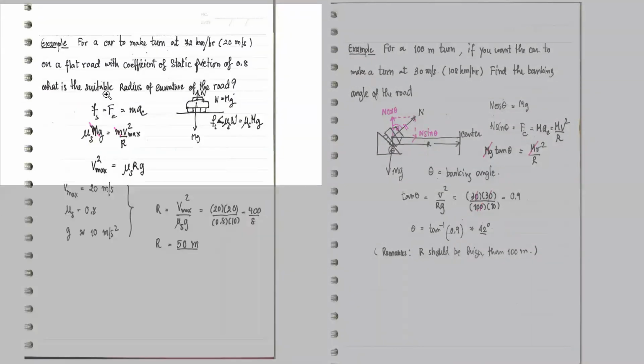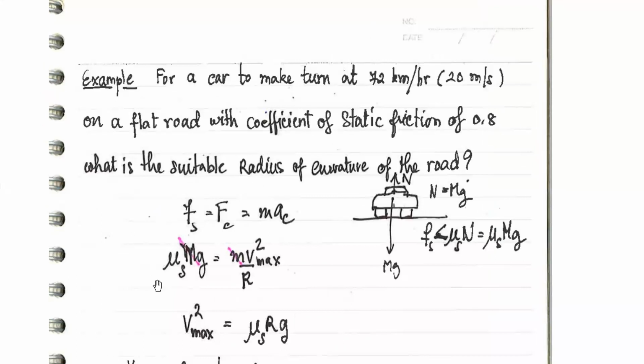First one is for a car to make a turn at 72 kilometers per hour or around 20 meters per second on the flat road with coefficient of static friction of 0.8. What is the suitable radius of curvature of the road? Okay, now this is the flat horizontal road. So the only force that pulls the car in the track is the friction, and it is static friction.